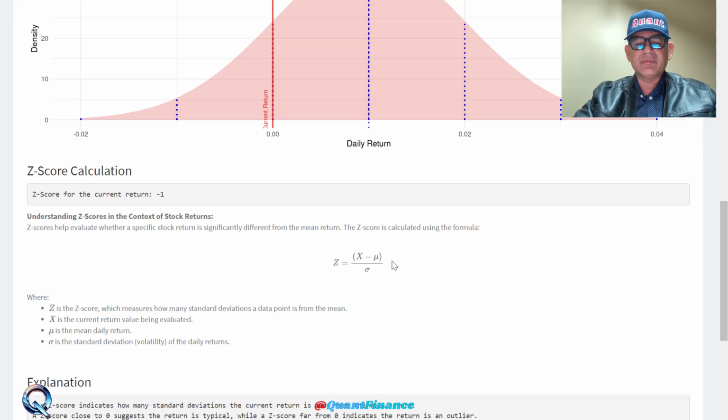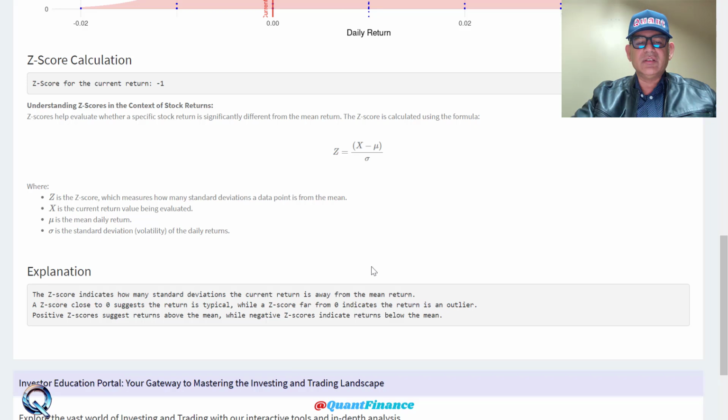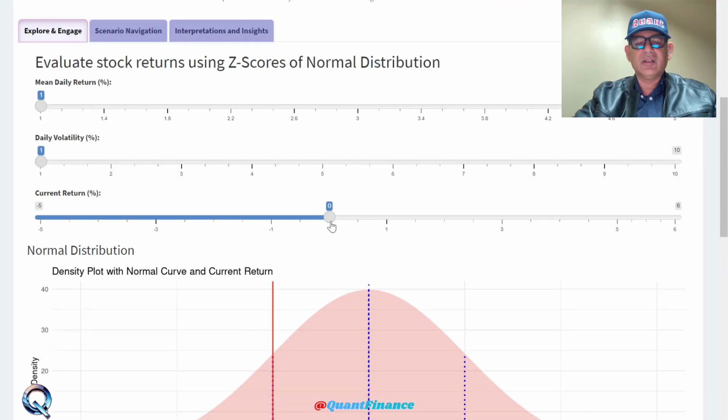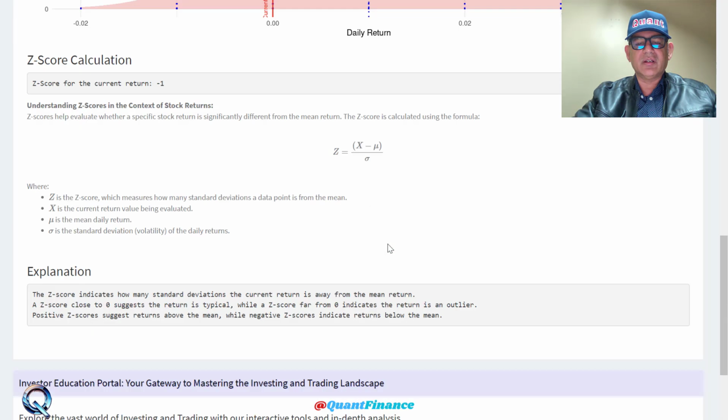And mu is the mean daily return, and sigma is the standard deviation, which represents the volatility of the daily returns, right? So this Z score indicates how many standard deviations the current return is away from the mean return, right? So this current return is away from the mean return by how many standard deviations, this is measured by Z score, right?